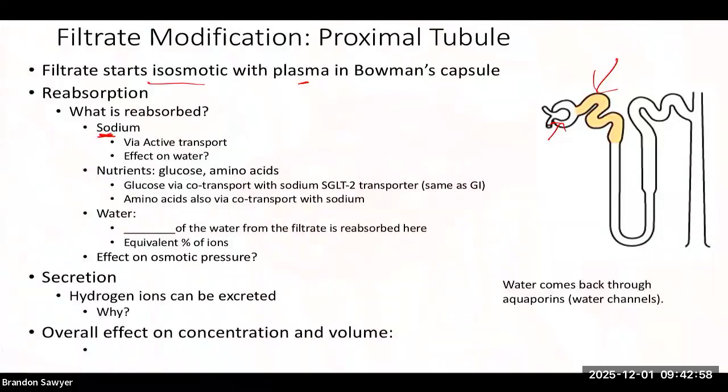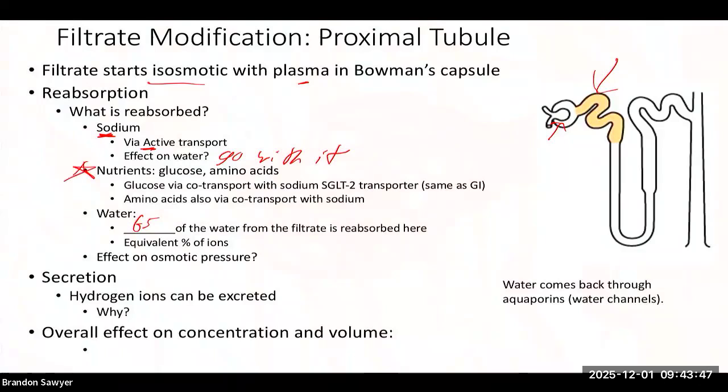So what's reabsorbed here? Lots of sodium, via active transport, and then the water is going to go with it. So it's really the same percentage of water that we bring back. It's 65% of the water that we're going to bring back comes back right here in the very first step, because it follows the sodium. Water doesn't need active transport. It does have channels, but it doesn't have special channels that use ATP. It uses aquaporin channels to get through.